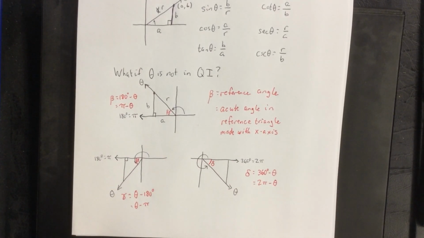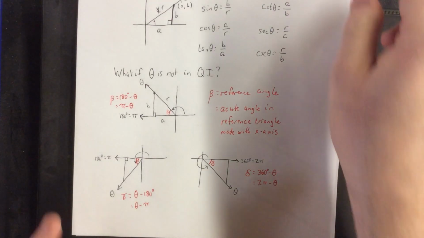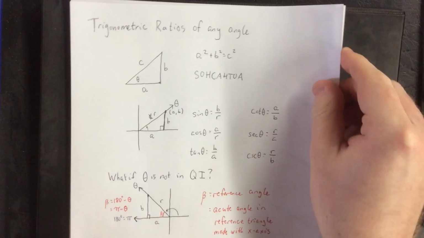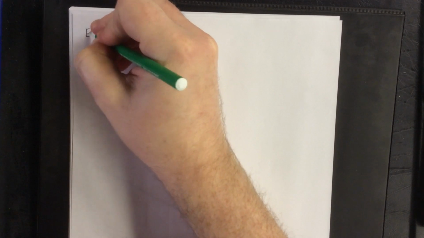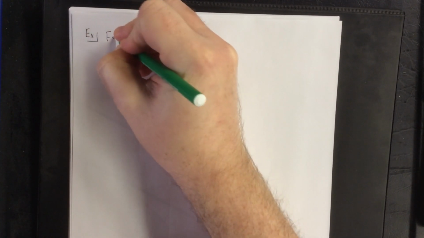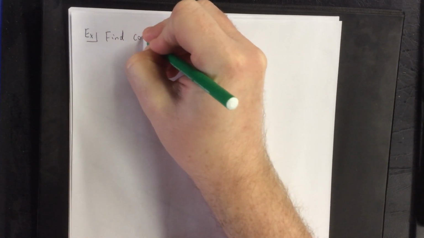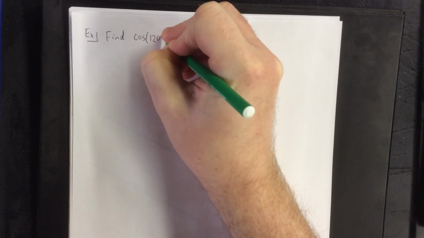Now, once you have your reference angle, we can construct the reference triangle using all of the appropriate sides. It's just a matter of labeling things as being either positive or negative, depending on the quadrant of origin. So with that in mind, let's try out a couple problems together. First thing I'd like to do is find the cosine of 120 degrees.